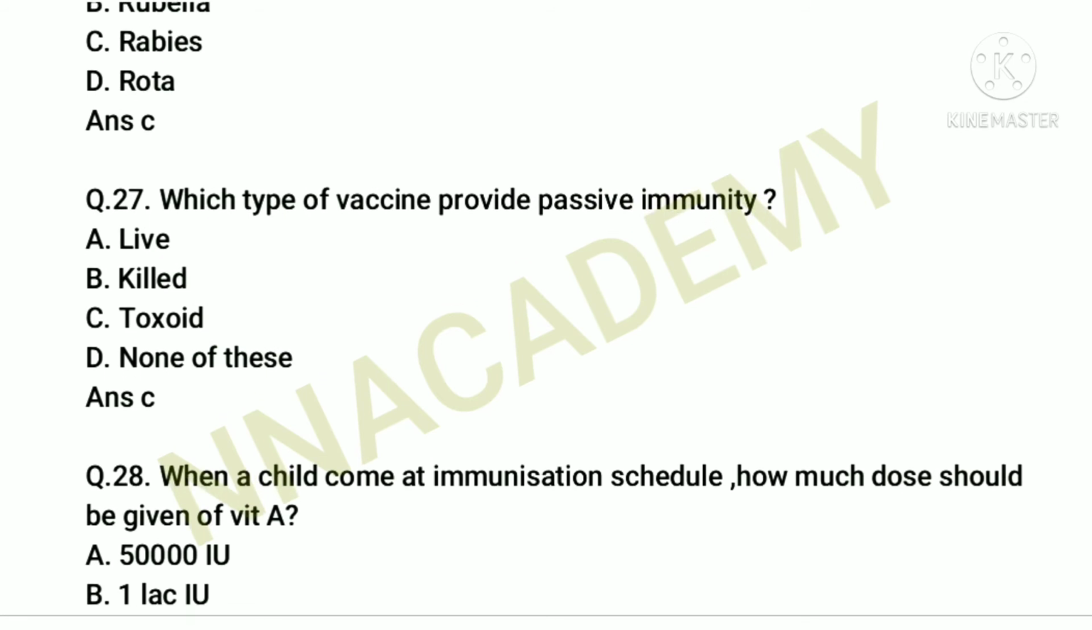And the next one is, which type of vaccine provides passive immunity? Options given are option A live, option B killed, option C toxoid, and option D none of these. So the right answer here is option C toxoid. Toxoid provides the passive immunity.